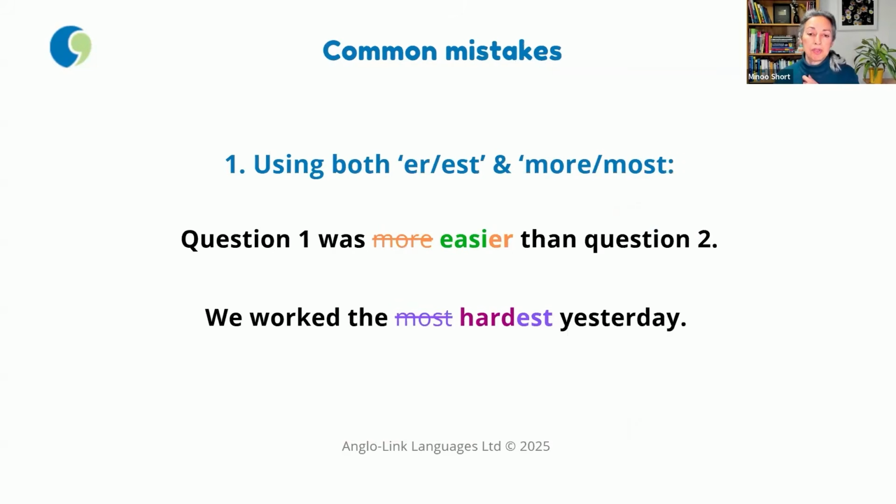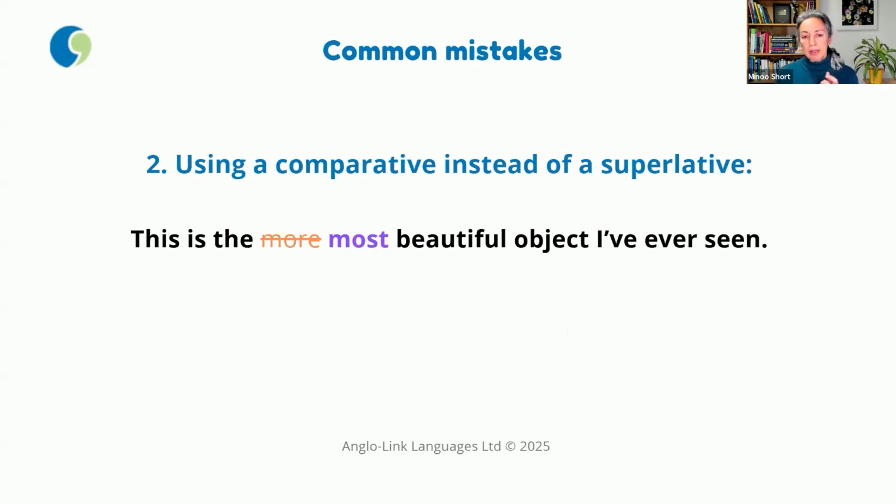Sometimes I hear some of you say both ER and more, or both EST and most. One is enough. So don't say question 1 was more easier than question 2. Question 1 was easier. ER is sufficient. Or we worked the most hardest yesterday. EST is enough. We worked the hardest yesterday. So this is quite a common mistake, actually. I don't know why.